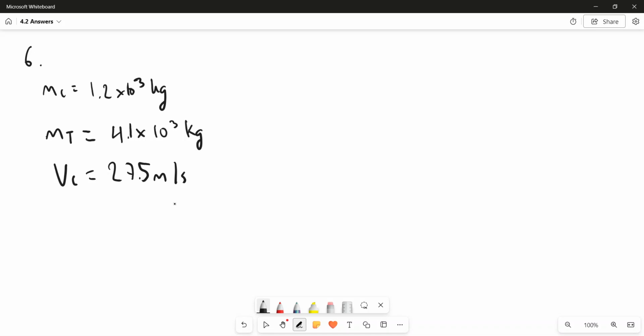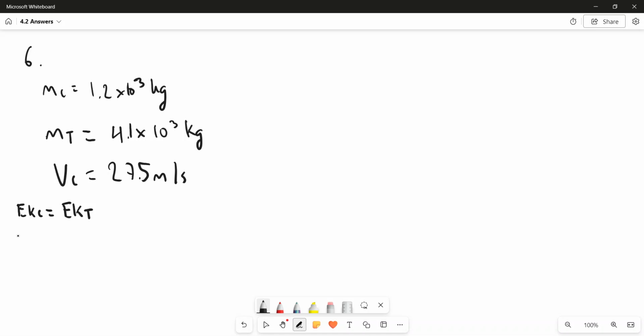And then finally, we have the velocity of the car, which is 27.5 meters per second. What I did is that the velocity was actually given in kilometers per hour, but I divided it and turned it into meters per second, divided by 3.6, remember? Now, in this question, what it's saying is that the kinetic energy of the car is equal to the kinetic energy of the truck.